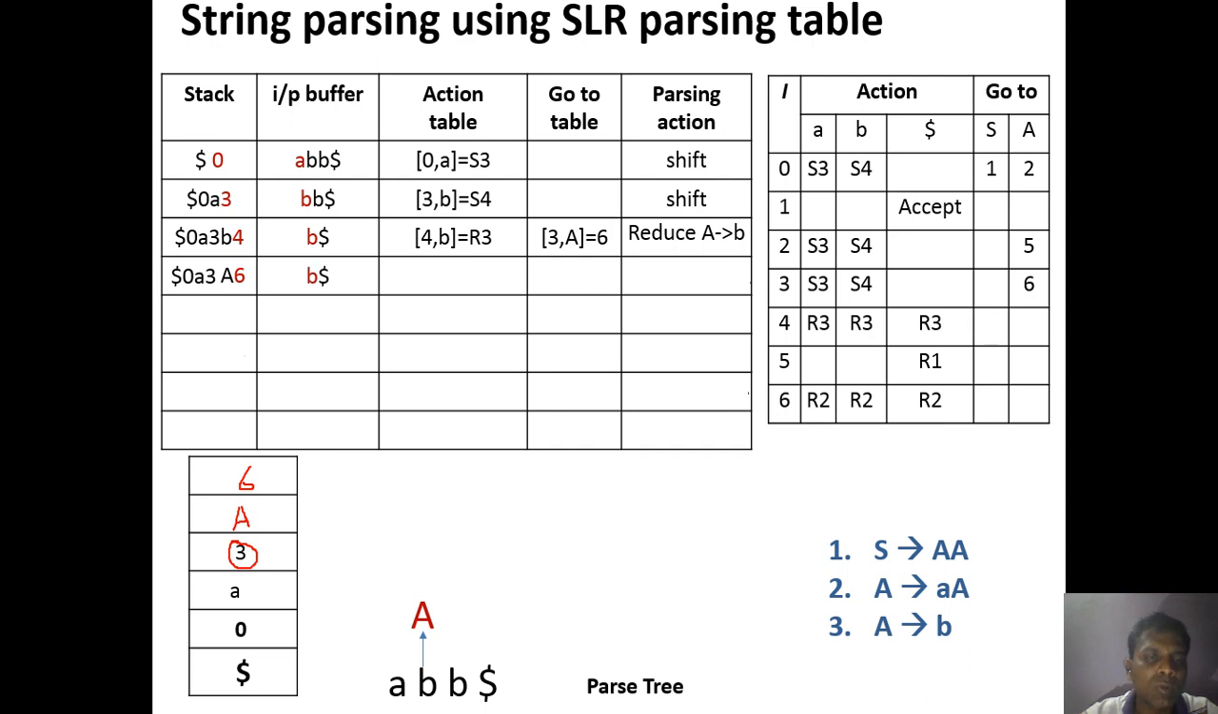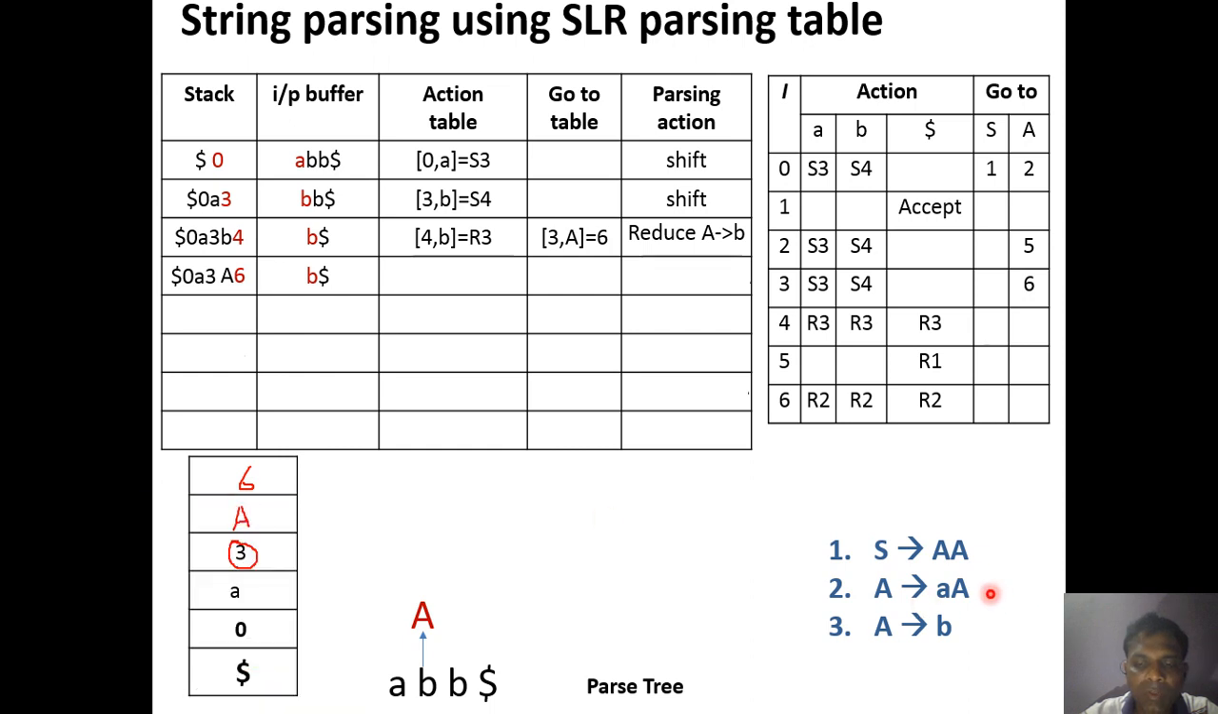I'm going to read the B only, because on a reduce operation, you are not going to increment the read pointer. So top of the stack is a 6. On a 6, I am going to read a B. So on a 6, whenever I read a B, what is my operation? Reduce 2. So the reduce operation is used for popping some of the symbols from the stack. So how many symbols am I going to pop? R2 is nothing but reduce by production number 2.